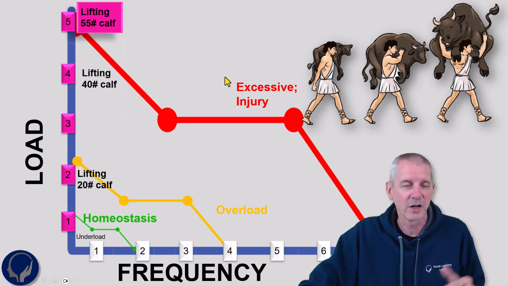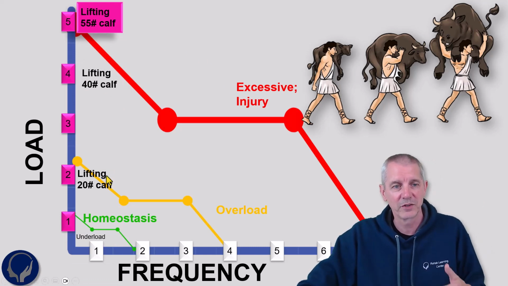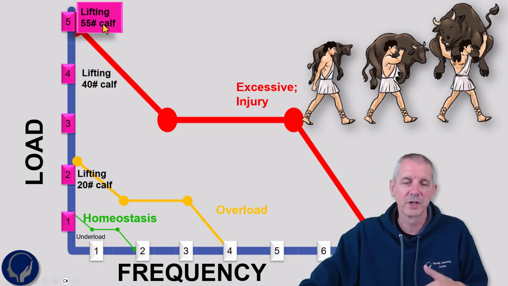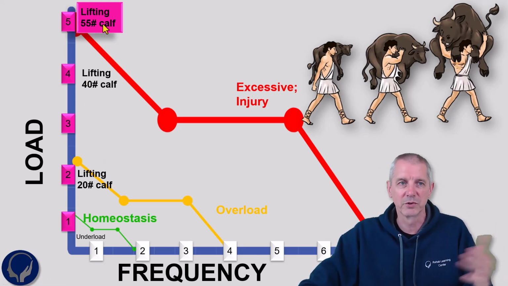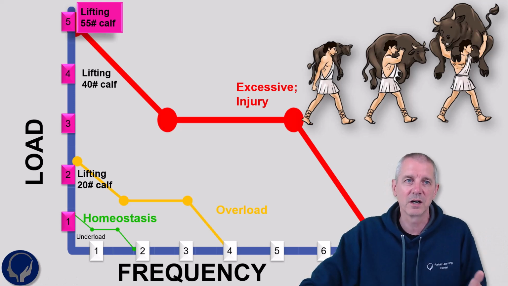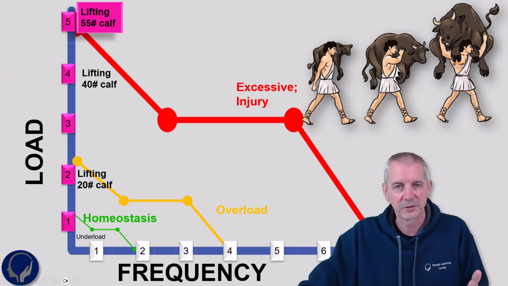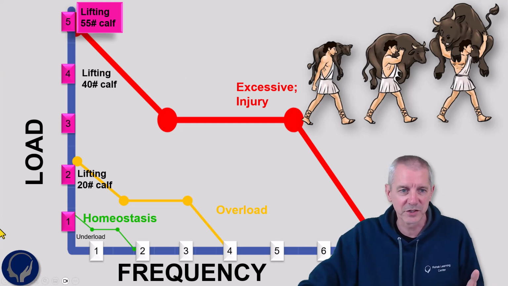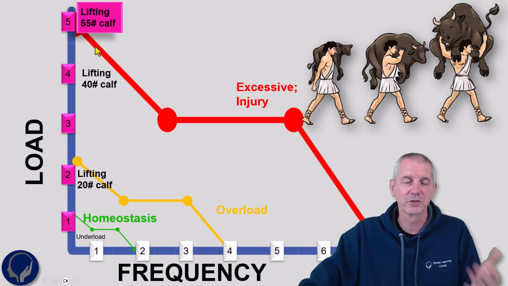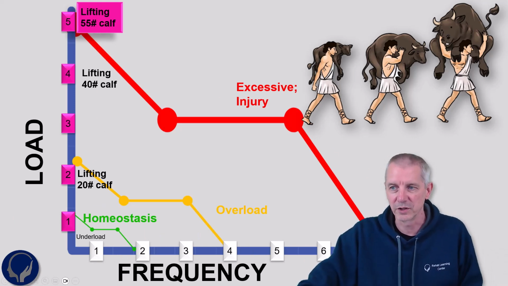But now if he does a 55-pound calf, staying at that 1 time per week, that is where he gets into excessive load and potential injury. And it's based on the magnitude. It's based on the weight of the calf, because he's not changing his frequency. His frequency is staying the same. The only variable that changed that got him in trouble was the magnitude of the load.